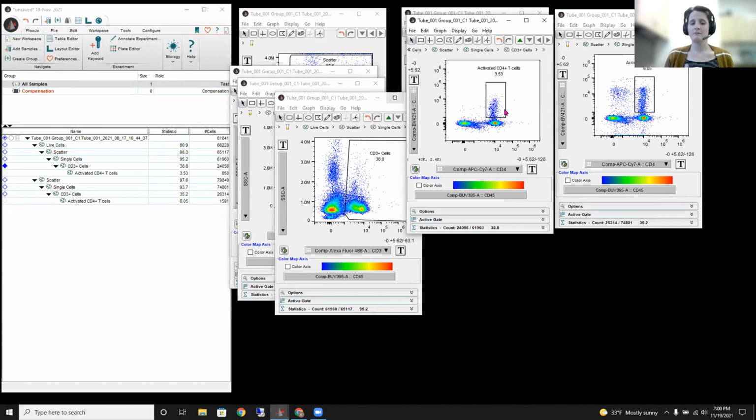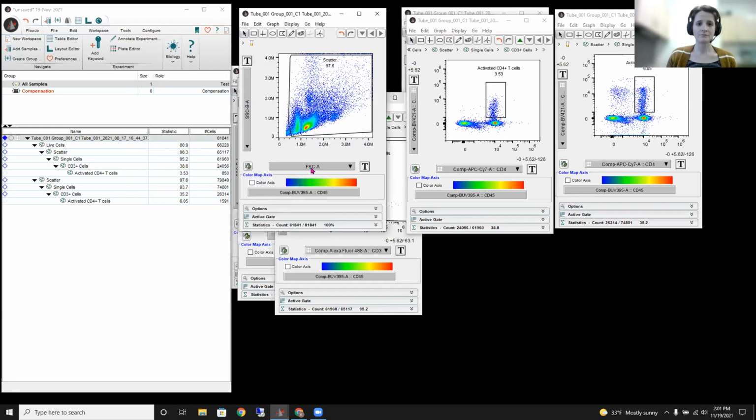Now, some people might say, all right, Kathy, I don't have room in my panel for a viability dye, and I can just do that gating based on scatter. I've been doing flow cytometry for a long time. I know where the scatter gate should fall for my live cells and also for my dead cells. So let's take a look at that, right?